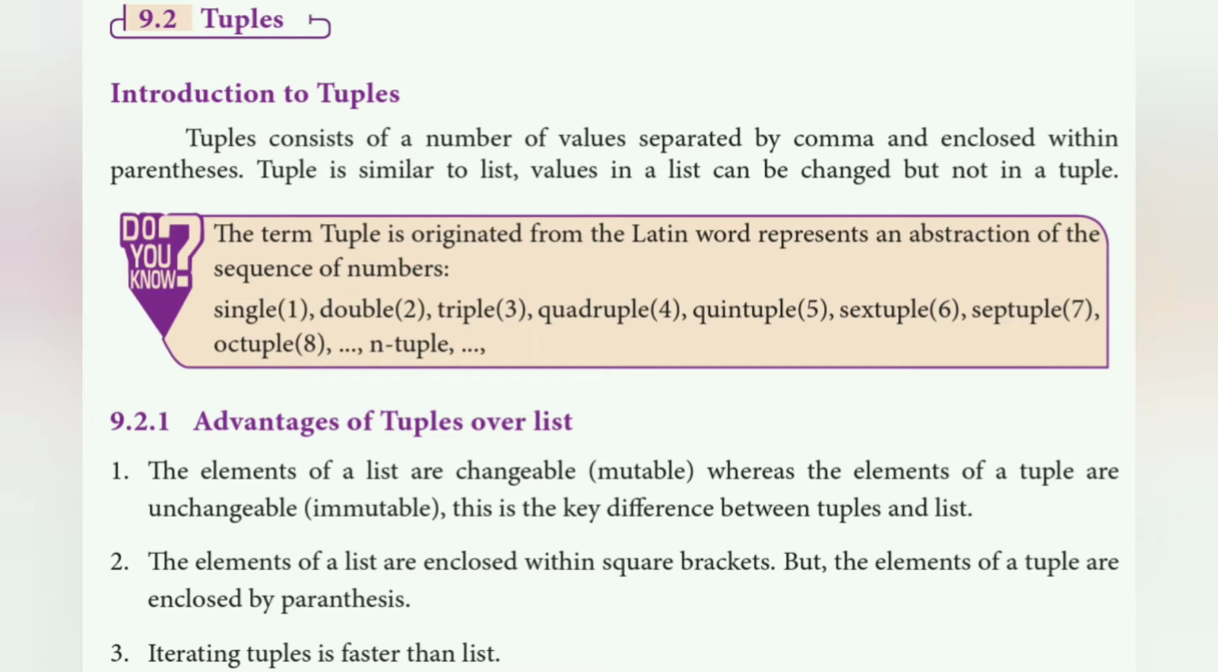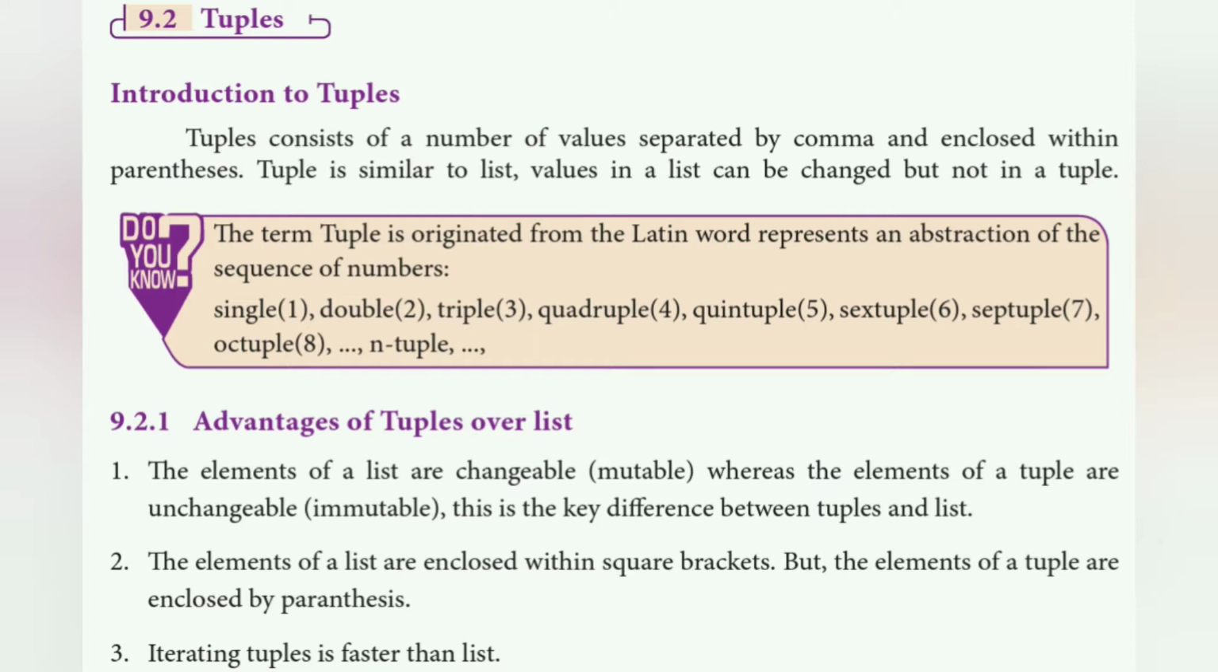And yes, tuples are similar to list. The values in the list can be changed but not in the tuples. That means lists are changeable, that is mutable, and tuples are unchangeable, which means immutable. So this is the only difference between tuple and list. And the similarity is both are used for collections of data type.